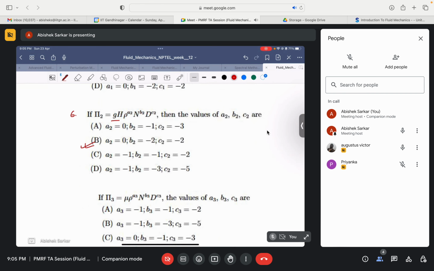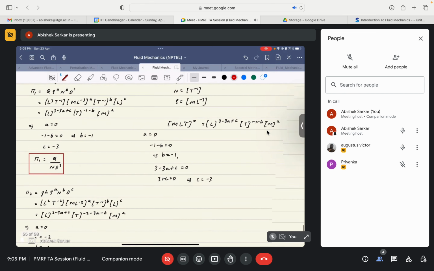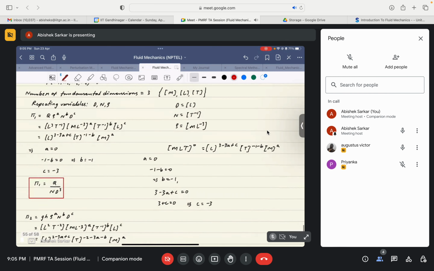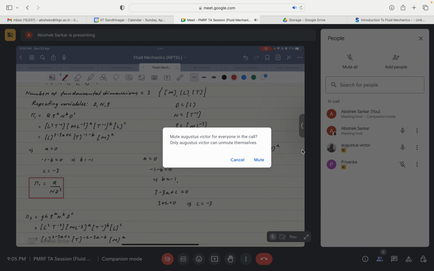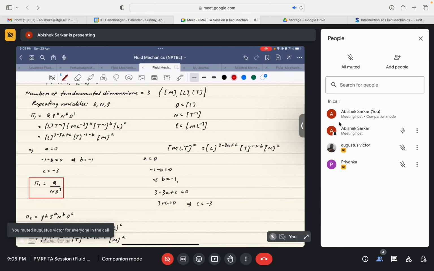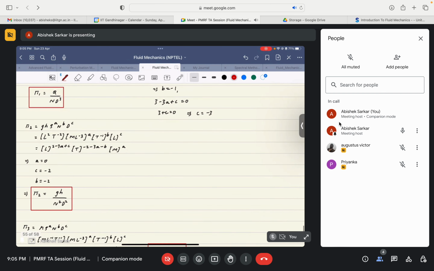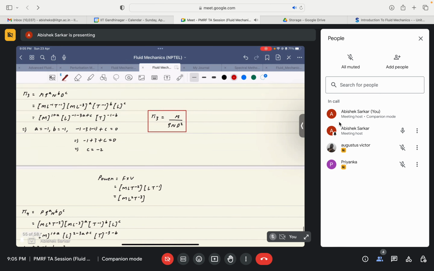So let me just go to my calculations. Okay, so I took some time just to represent those pi terms in terms of non-dimensional values. So for question number 5, we found out the values for a, b, and c. I found out that pi 1 is given by Q/(n d^3). Similar to that, pi 2 was given by gH/(n^2 d^2). Then we find out pi 3 is mu/(rho n d^2).